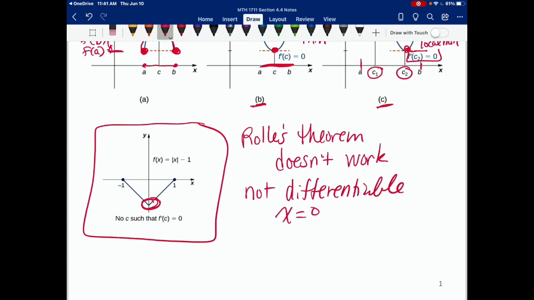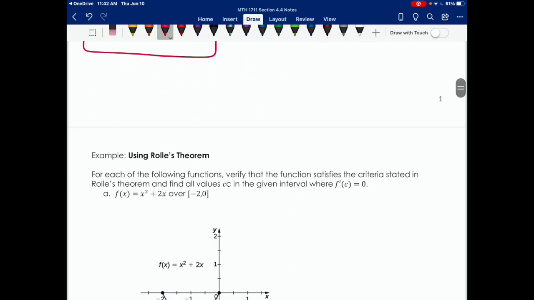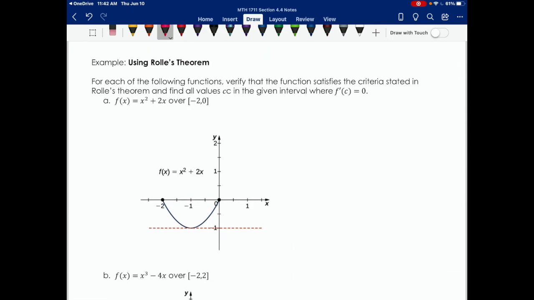So if I look on this interval, my value at x equals 0 is not going to be 0 for the derivative because it's not differentiable at that point. So here's an example of where Rolle's theorem does not work. All right, let's go through example A and example B here.